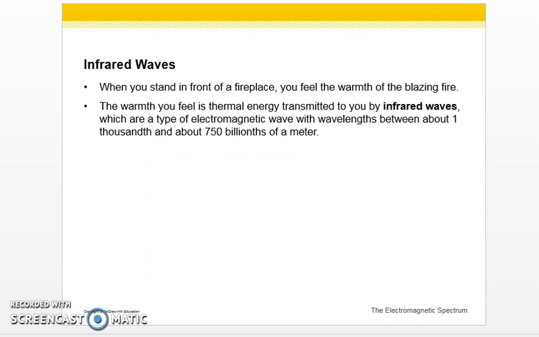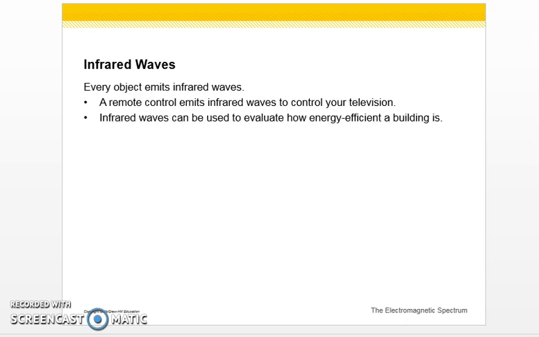A third type, infrared waves. When you stand in front of a fireplace, you feel the warmth of the blazing fire. The warmth you feel is thermal energy transmitted to you by infrared waves, which are a type of electromagnetic wave with wavelengths between about one thousandth and about 750 billionths of a meter. Every object emits infrared waves. A remote control uses them. Infrared waves can be used to evaluate how energy efficient a building is. And some ghost hunters use this as well.